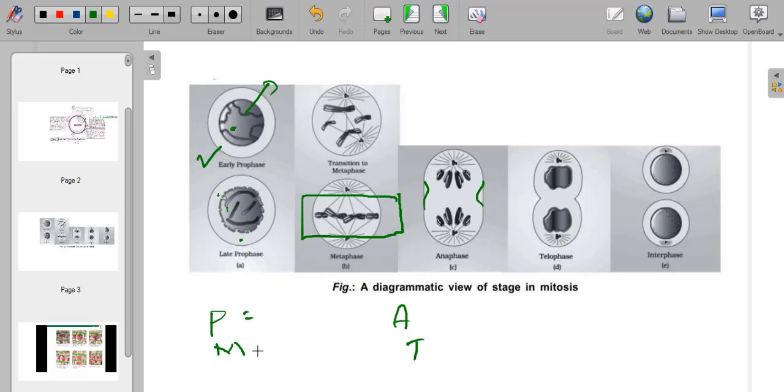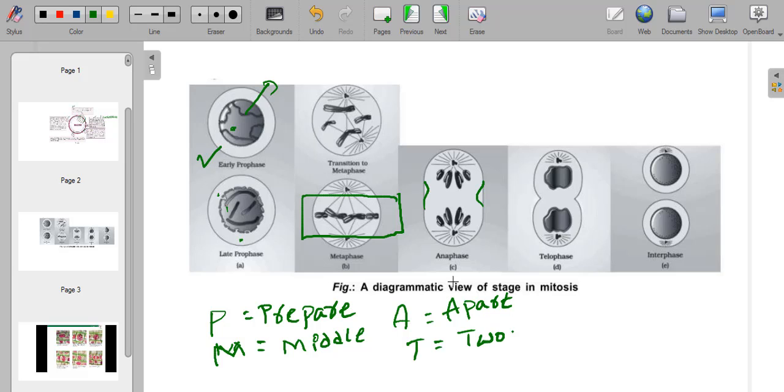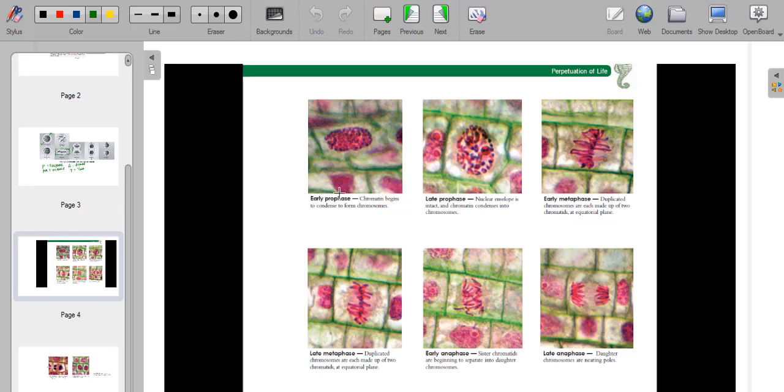So I think in class I told you, P refers to prepare. During the division the cells are going to prepare in the prophase, and M refers to the middle, so the cells are going to stay at the middle during this phase. Next, A refers to apart. You can see in the anaphase the chromosomes are being apart. And next, telophase, T refers to two. Nice, isn't it?